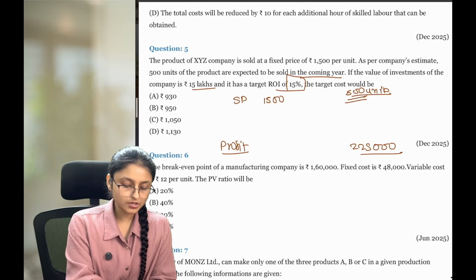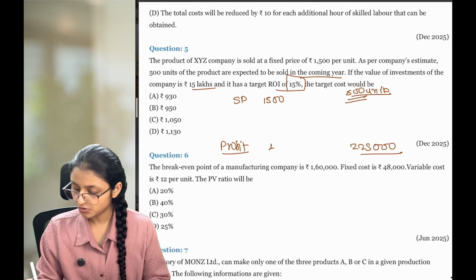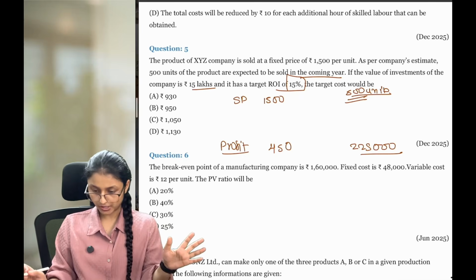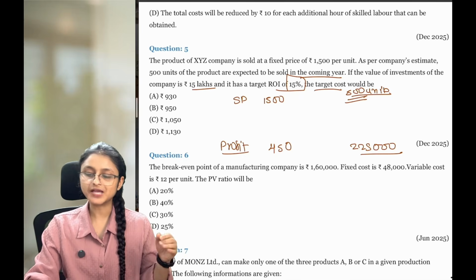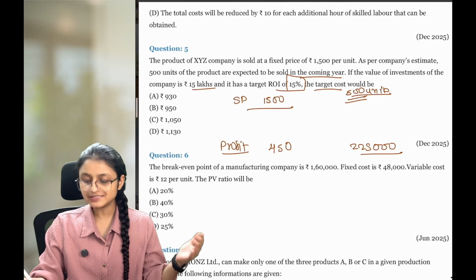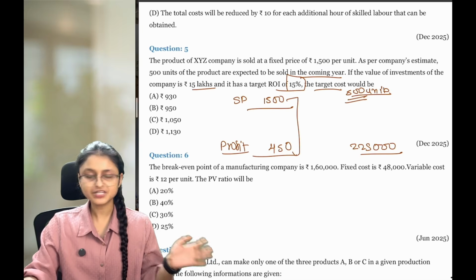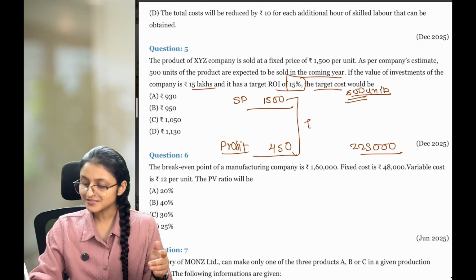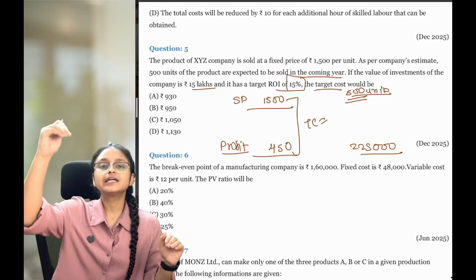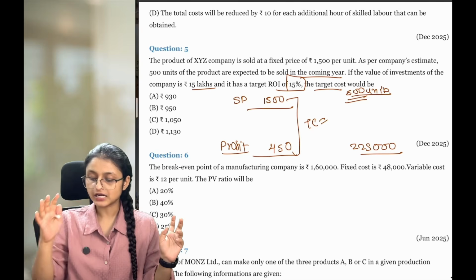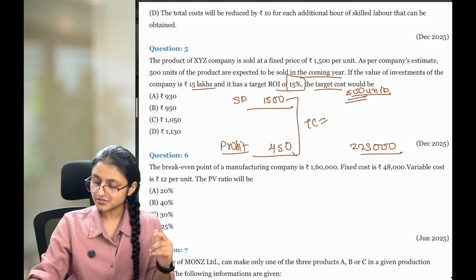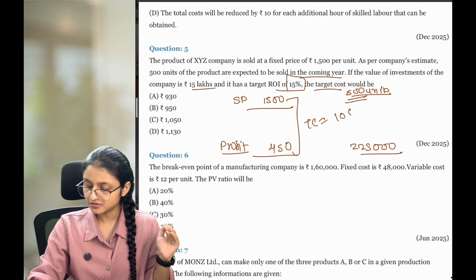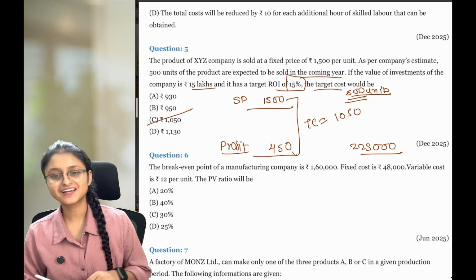So for every unit, what is the profit you want to earn? We want to earn 450 rupees on every unit. And now the question wants you to calculate the target cost. So if this is the selling price and this is the profit, the difference between them is the cost. That is how we calculate the target cost, by taking our selling price and reducing our profit from it. So 1500 minus 450 is 1050. Hence option number C is the correct answer.